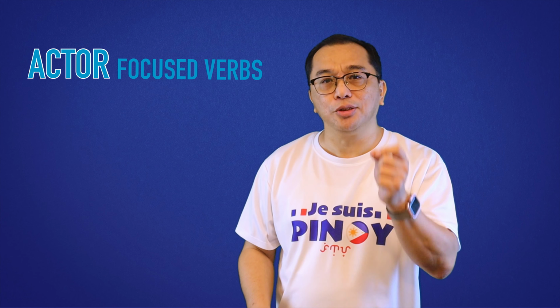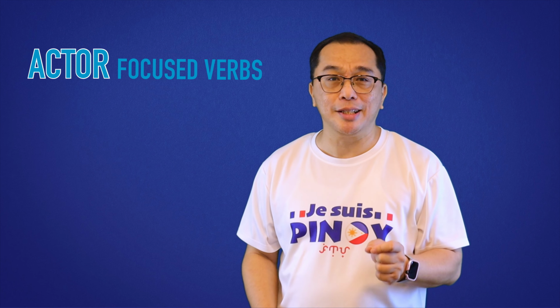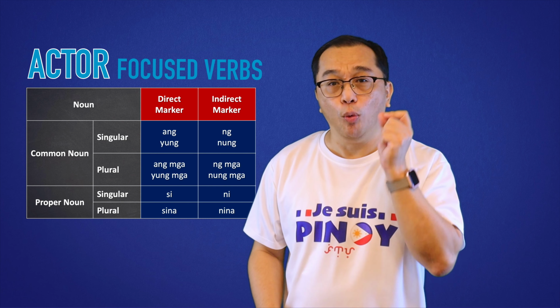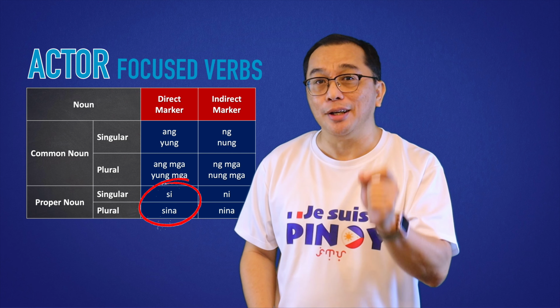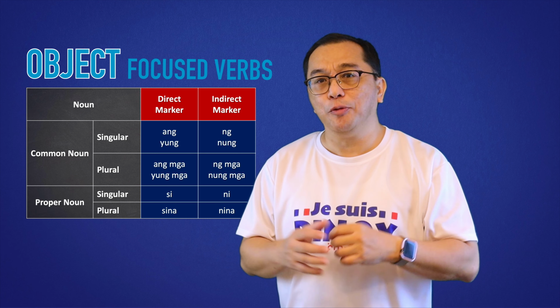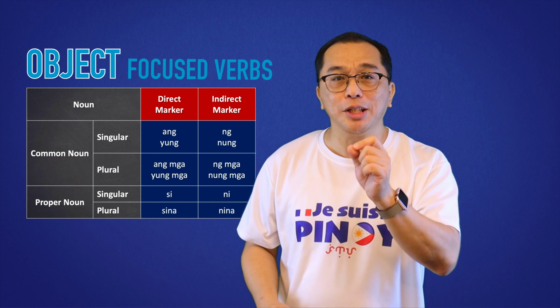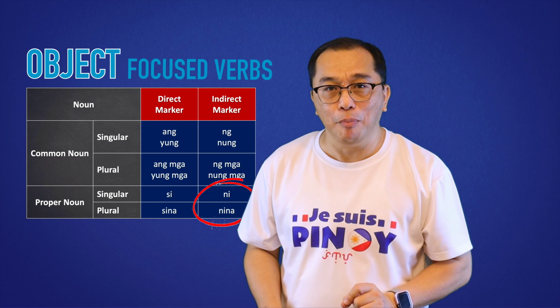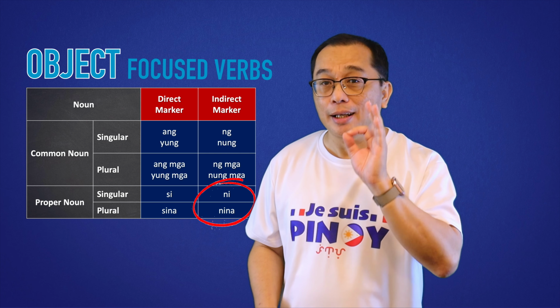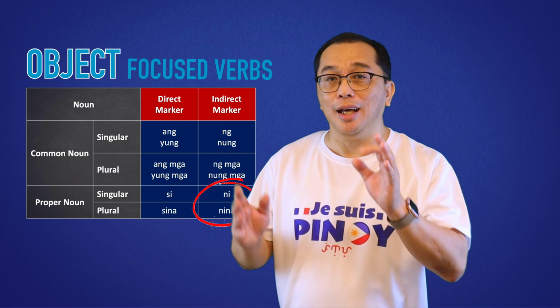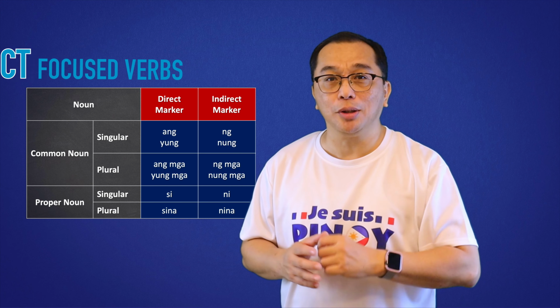We have used actor-focused verbs in all of our examples because they work well with the direct marker SI and SINA. Object-focused verbs, on the other hand, work better with the indirect markers ni and nina, which I will discuss in my next video. Be sure to catch that.